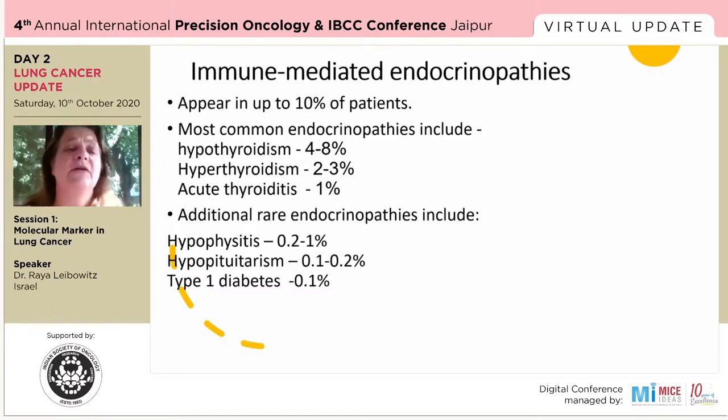So endocrinopathies, another famous toxicity. These appear in up to 10% of the patients. Of course, the thyroid is the most common organ that is associated with this. We can see hypothyroidism, we see hyperthyroidism, and also acute thyroiditis. And additional rare endocrinopathies would include hypophysitis, hypopituitarism, and type 1 diabetes even. So having a 70-year-old non-small cell lung carcinoma patient appearing with a new onset of type 1 diabetes as a result of acute immune-mediated pancreatitis.